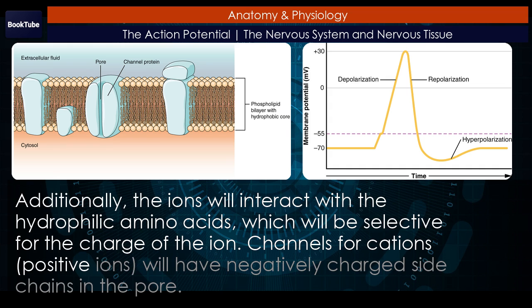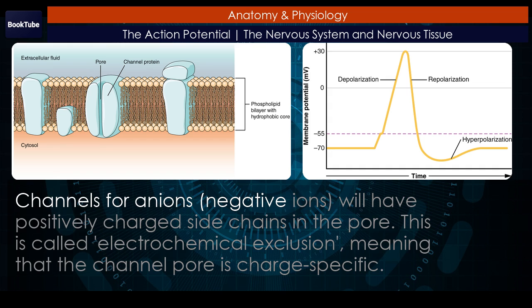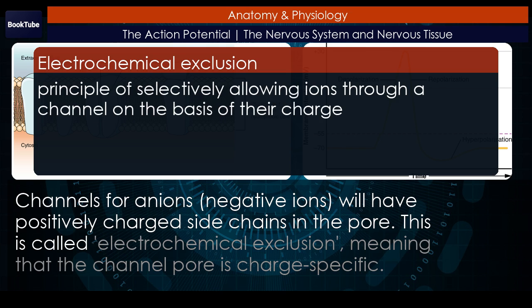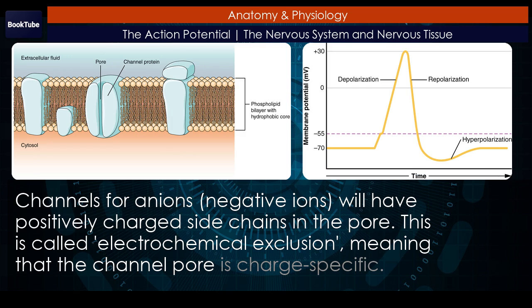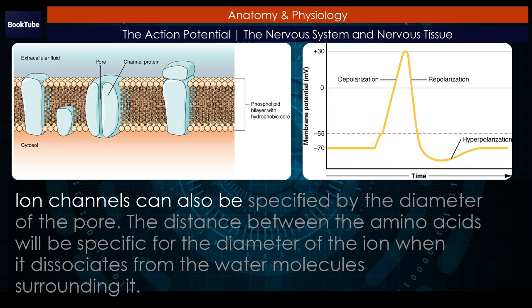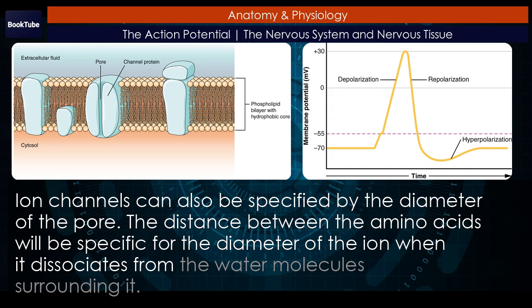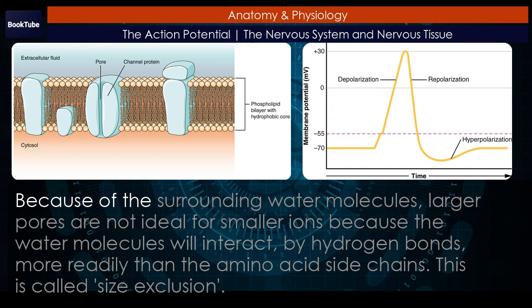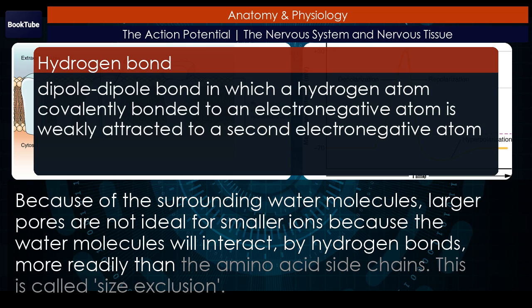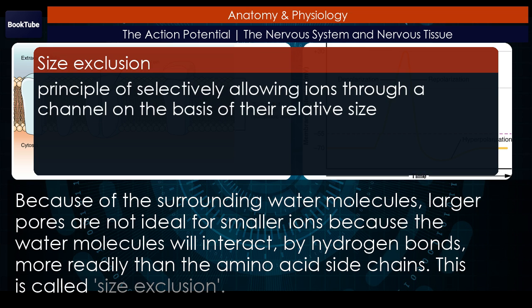Channels for cations, positive ions, will have negatively charged side chains in the pore. Channels for anions, negative ions, will have positively charged side chains in the pore. This is called electrochemical exclusion, meaning that the channel pore is charge specific. Ion channels can also be specified by the diameter of the pore. The distance between the amino acids will be specific for the diameter of the ion when it dissociates from the water molecules surrounding it. Because of the surrounding water molecules, larger pores are not ideal for smaller ions because the water molecules will interact by hydrogen bonds more readily than the amino acid side chains. This is called size exclusion.